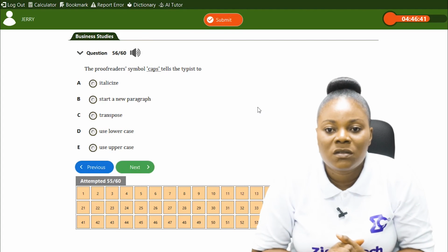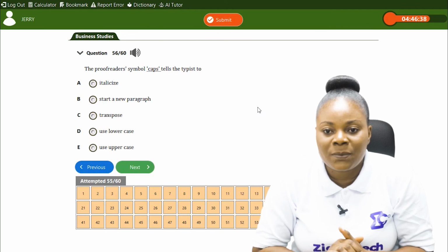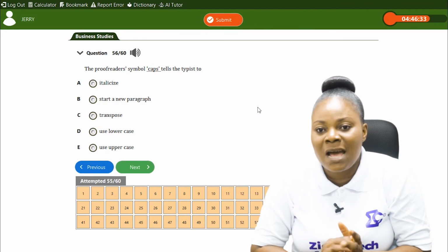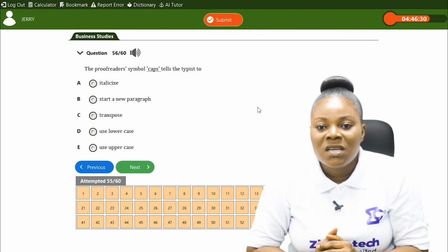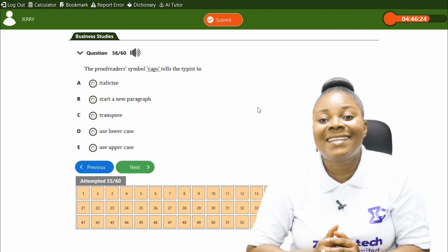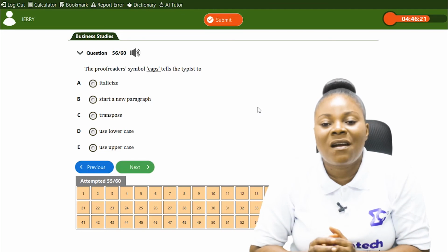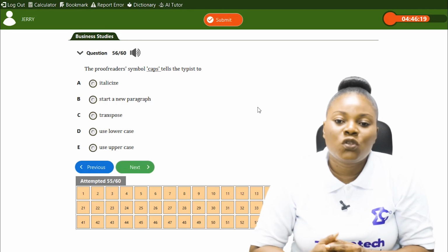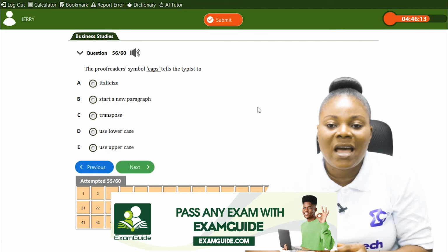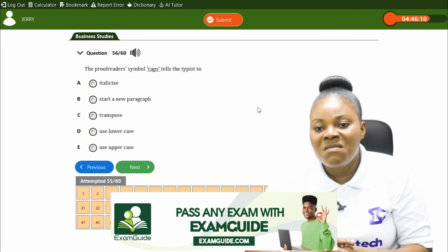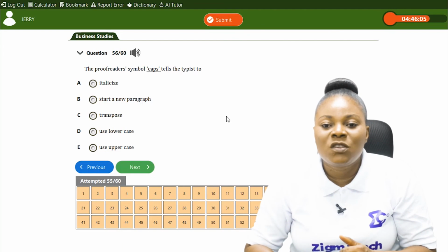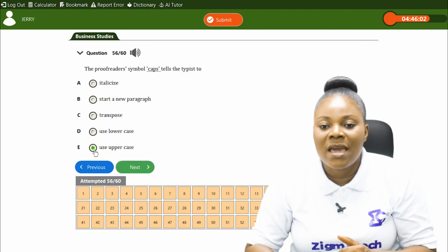The next question, the proofreader's symbol, caps. This is another correction sign on the manuscript. Caps tells the typist to, is it to italicize, or to start a new paragraph, or to transpose, or to use lowercase, or use uppercase? When you see the correction sign or the symbol caps, what does it mean? The full meaning of that caps is capital letter. So caps is used to change to uppercase.